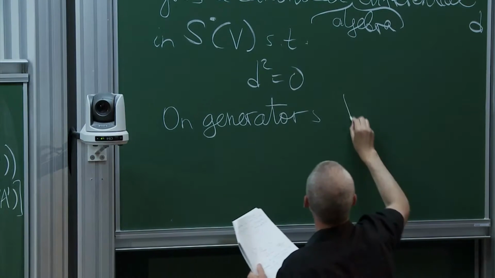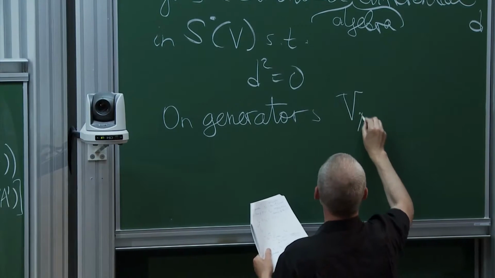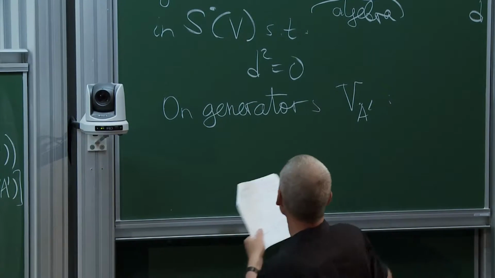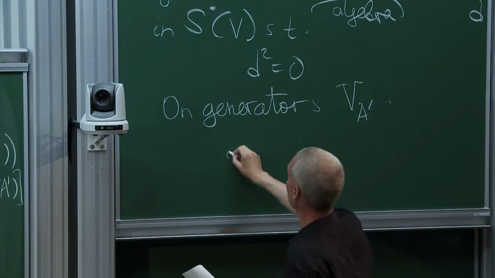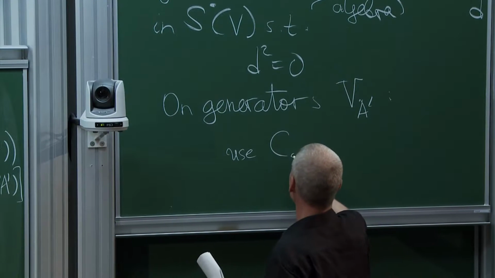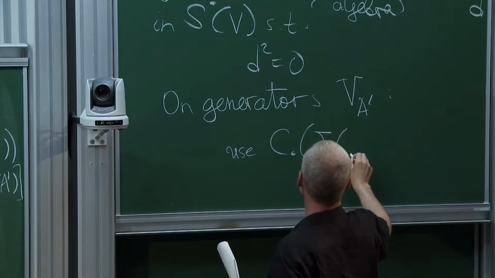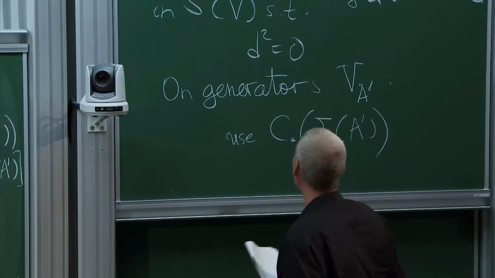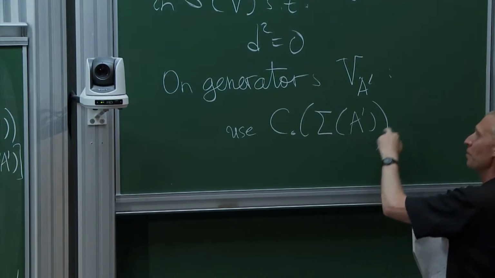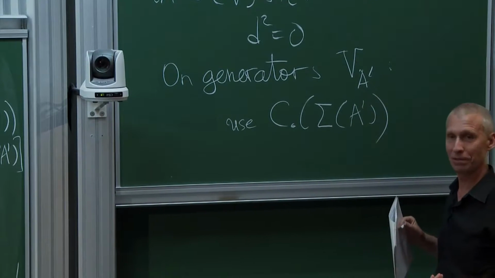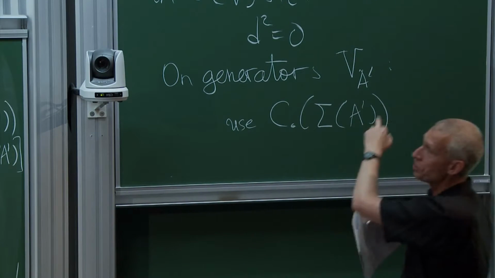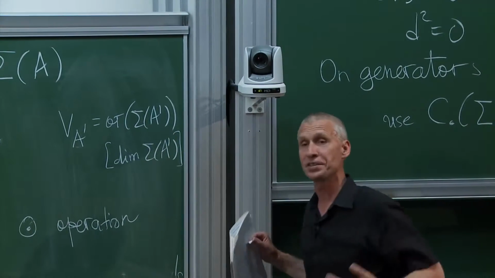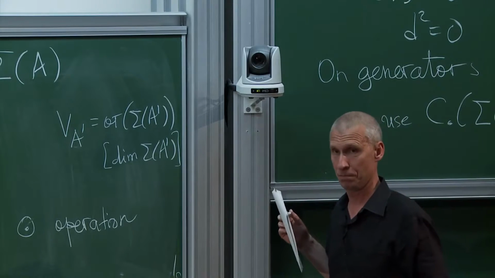On a generator, say V_A prime. And here I'm going to use the chain complex of the secondary polytope of A prime. So sigma of A prime is the secondary polytope. V is just the one-dimensional space which is associated to this, the summand in the chain complex.